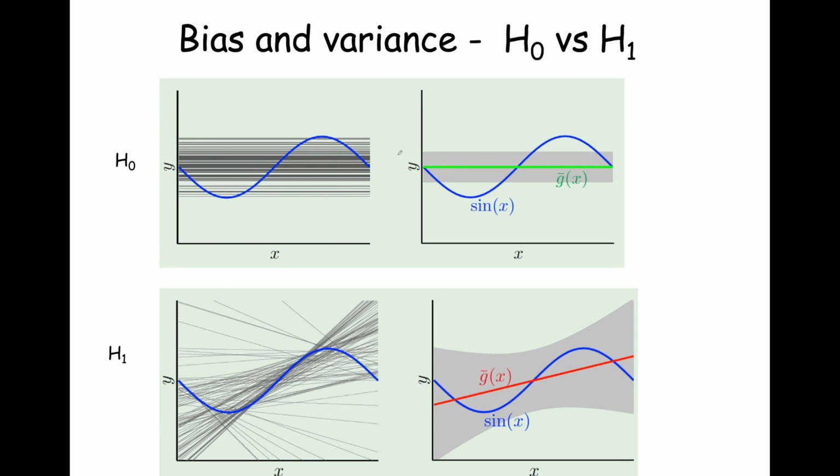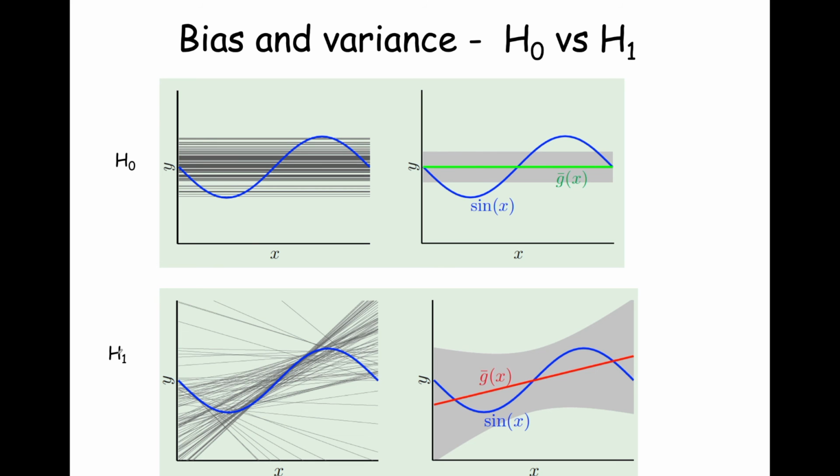And then if we look at the variance, we're going to depict that as one standard deviation in the value of G across all of our data sets. And that's this gray region. As you can see, for H0, the variance is relatively small, this gray region. But we saw from before the bias is very large. If we look at the mean squared error between G bar and this line, it's going to be quite large.